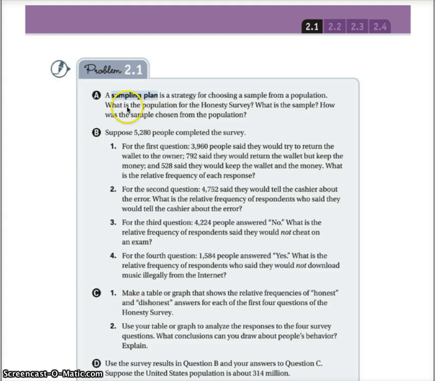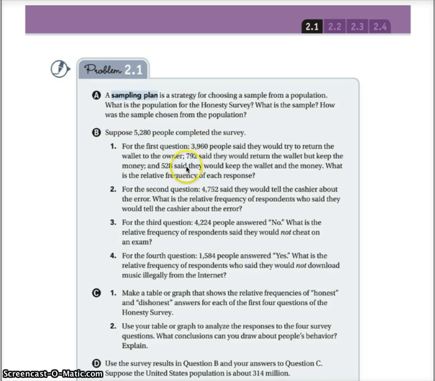So they tell you what a sampling plan is. What is the population? That's a good question. And what is a sample? Who are we reaching out to, and what people are returning answers? They're saying that 5,280 people responded to the survey, and that 396 responded to the first part, etc.